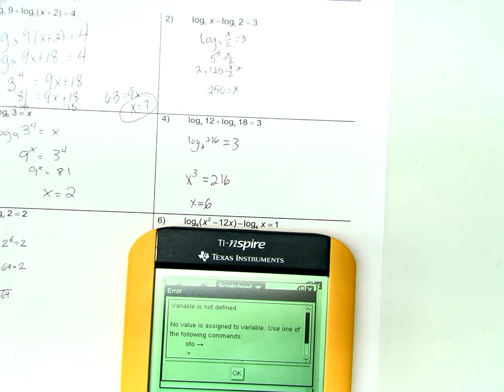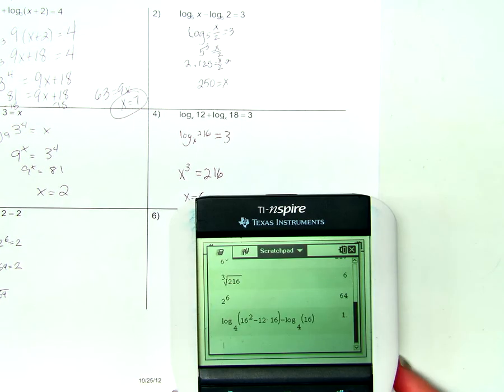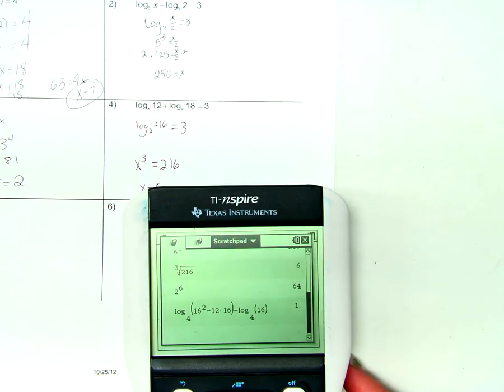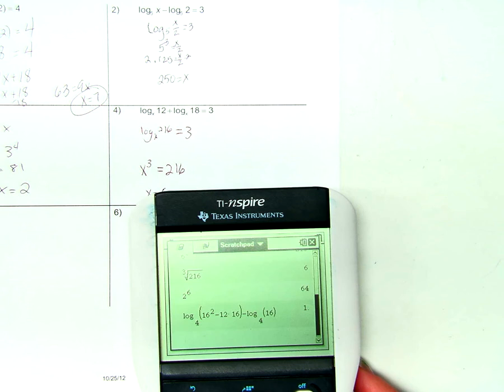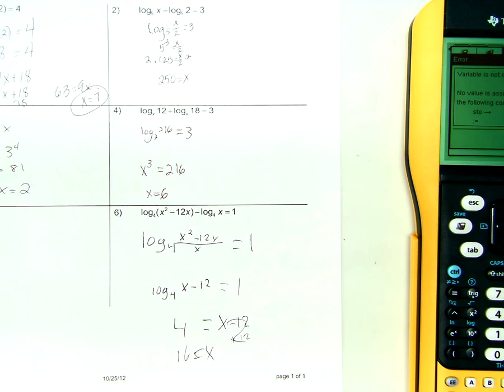Uh-oh, what happened? Hey, Lucas, let me see your calculator real quick, please. Oh, it's fine. We're good, though, right? Okay. Did you put an X in there on accident instead of a 16? Okay, that's probably what happened. It's okay. Thank you very much. All right, any questions about this?